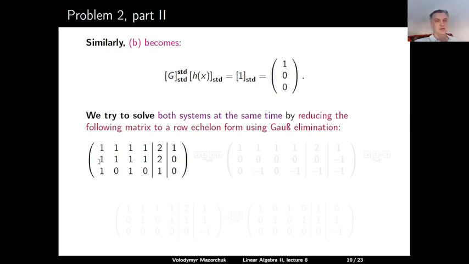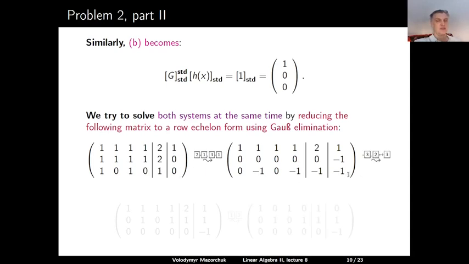So we subtract row 1 from row 2 and row 1 from row 3. Row 1 remains the same. Row 2 becomes 1 minus 1 is 0, 1 minus 1 is 0, 1 minus 1 is 0, 1 minus 1 is 0, 2 minus 2 is 0, 0 minus 1 is minus 1. And row 3 becomes 1 minus 1 is 0, 0 minus 1 is minus 1, 1 minus 1 is 0, 0 minus 1 is minus 1, 1 minus 2 is minus 1, 0 minus 1 is minus 1.